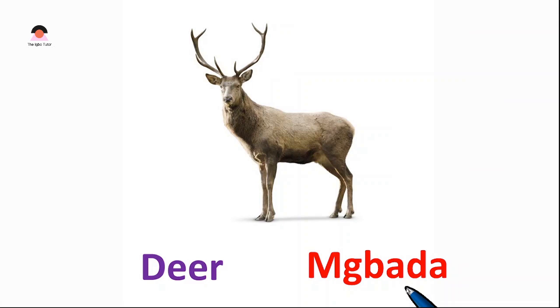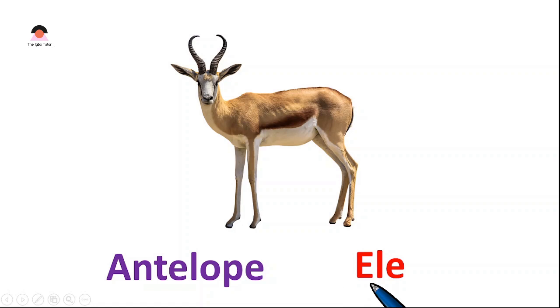And the next is deer. We call deer Mbada. Deer is Mbada in Igbo language. But the next one is antelope, which is Ele. Antelope. We call it Ele. What is the difference between the two?